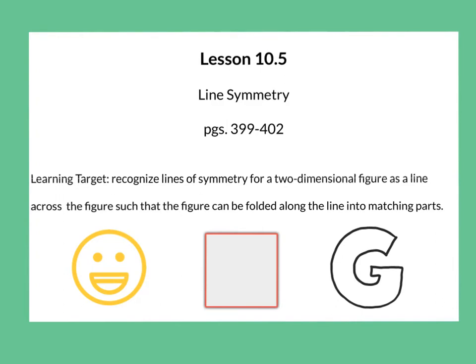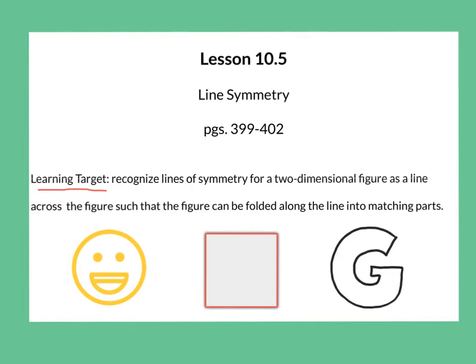Today we're going to look at lesson 10.5, which is titled Line Symmetry. It starts in your Big Ideas Math book on page 399 and runs through 402. Our learning target today is to recognize lines of symmetry for a two-dimensional figure.